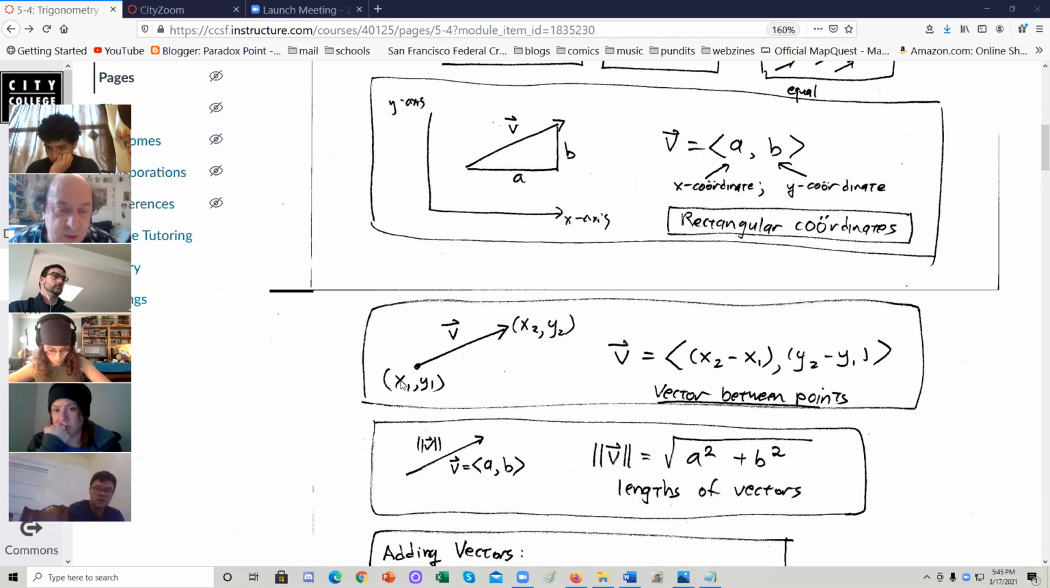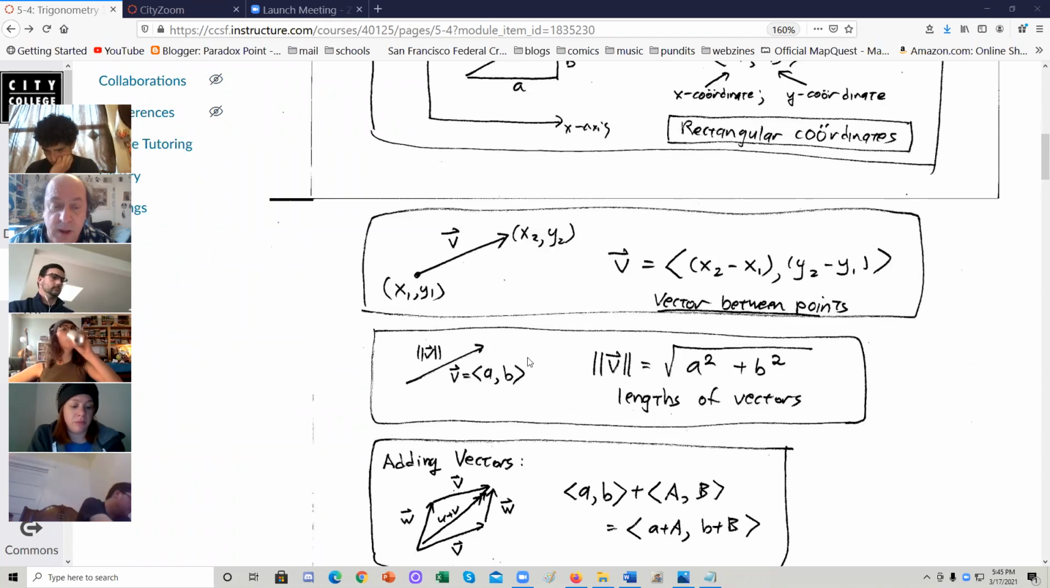If the initial point is (x1, y1) and the terminal point is (x2, y2), then the x component of the vector is x2 minus x1, and the y component of the vector is y2 minus y1. All right. Given a vector ⟨a, b⟩, it has a length denoted by this little, looks like an absolute value sign, and the length of the vector is the square root of a squared plus b squared. That's in accordance with Pythagoras. And it's traditionally used to denote a vector either with a little arrow on top of it or in boldface.